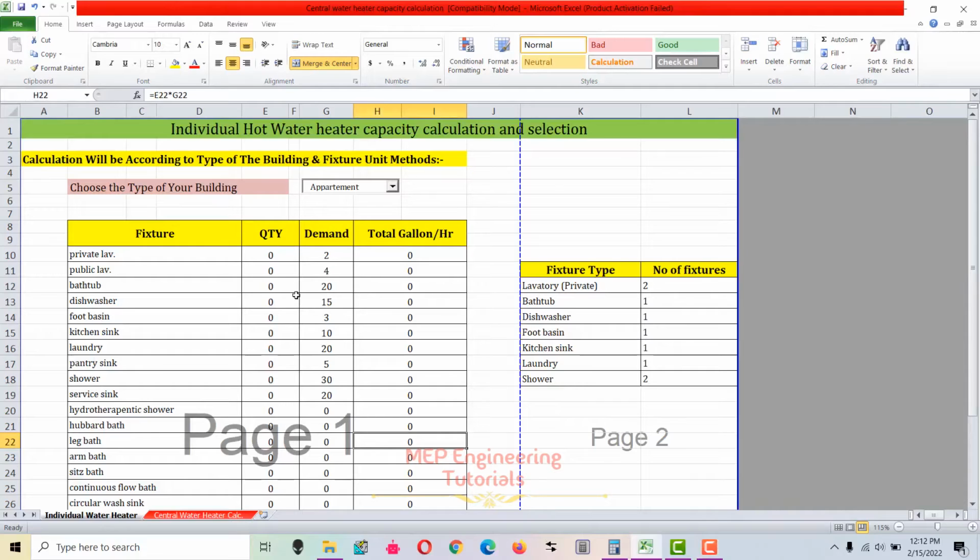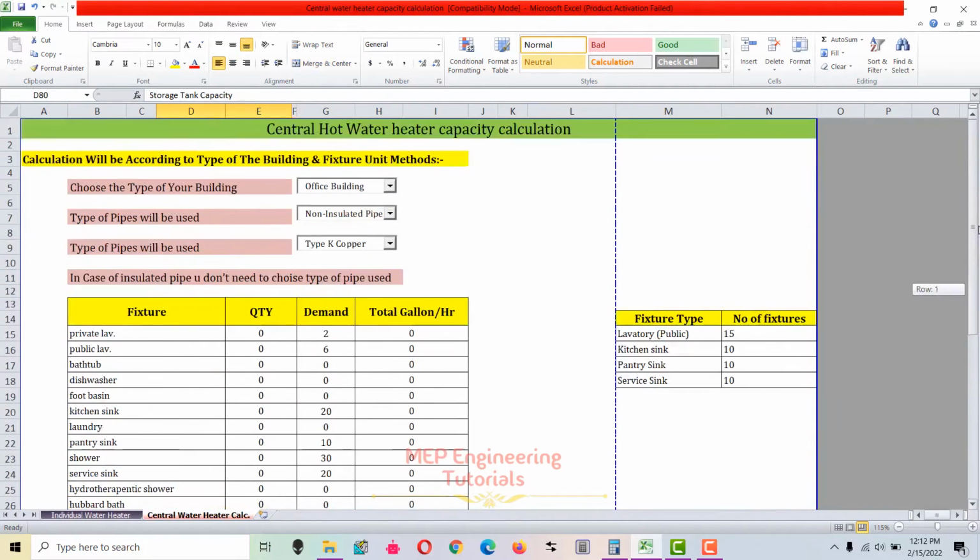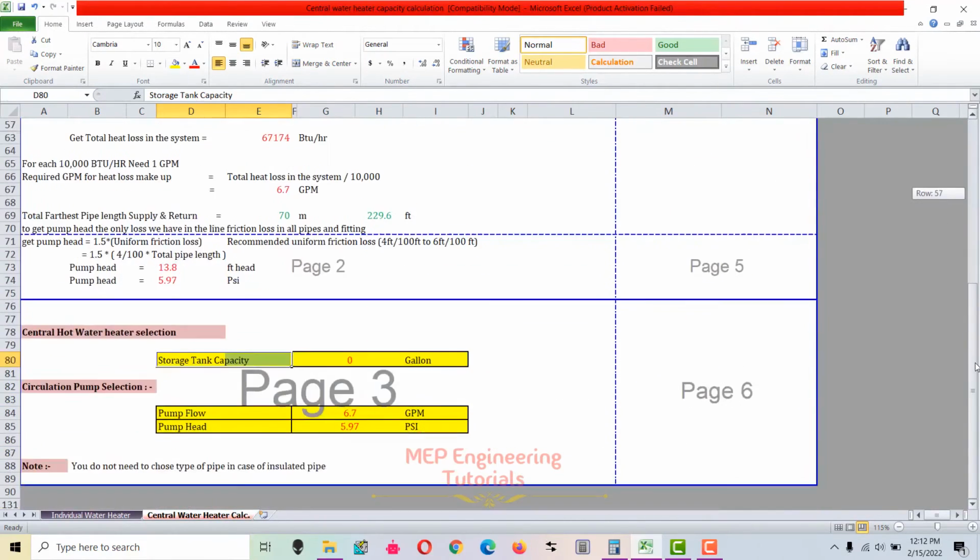Hello friends, this is Saeed Muhammad Wakas. The topic which I'm going to discuss today is related to hot water heater capacity calculation and selection. So the first sheet here is related to the individual hot water heater capacity calculation selection, and the second spreadsheet here is related to the central hot water heater capacity calculation and selection. You can see here.